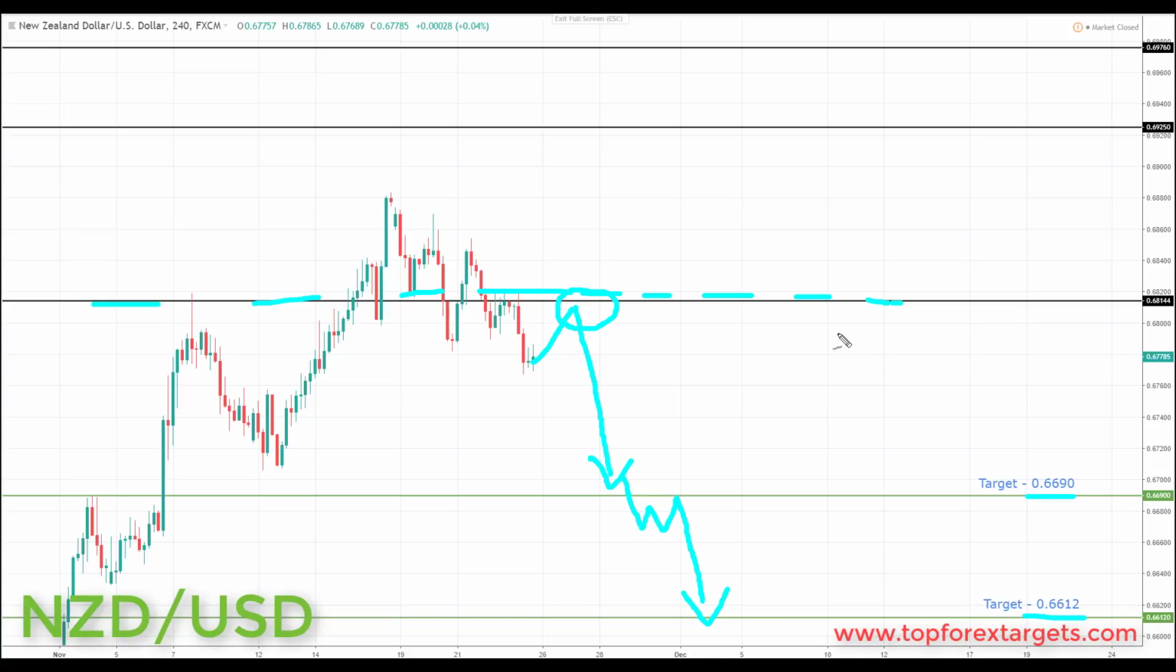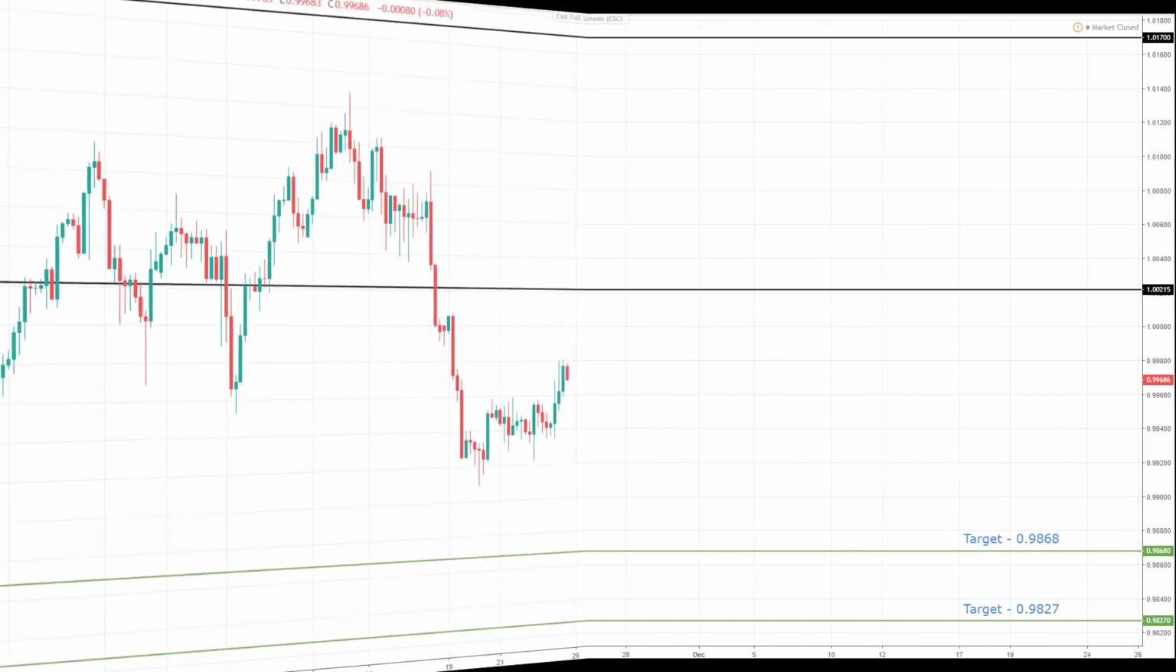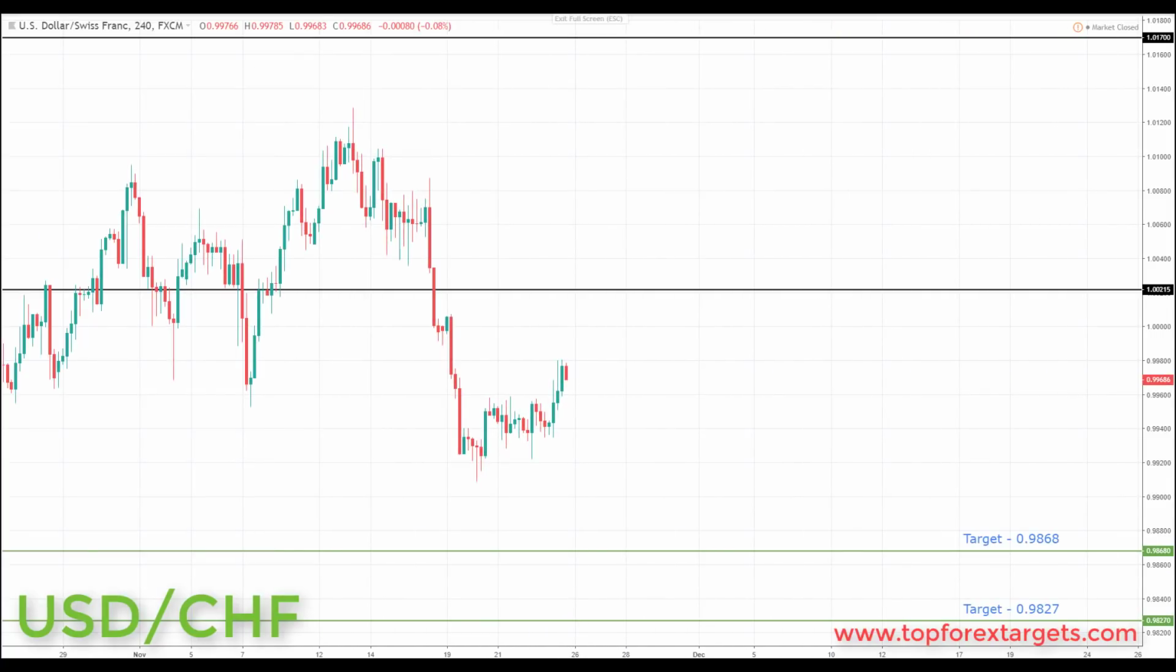0.6612. For those of you who like your trend lines, you can see that we can also put a trend line across the top here. And it would give us a nice area of confluence when looking for declines to the downside in New Zealand dollar. So next pair we're going to look at is US dollar Swiss franc.